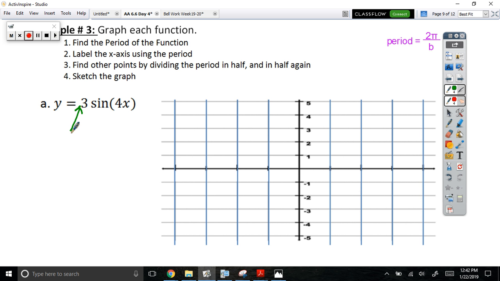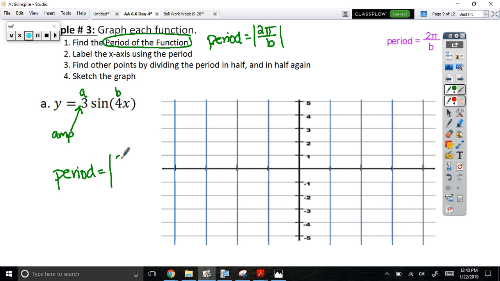transformations are taking place. So we know that the 3 is going to affect the amplitude, which is our maxes and our mins. And then we see that our b value is 4. Now, again, that affects the period, but that doesn't tell me that the period is 4. We need to calculate the period. Okay, so find the period of the function using the equation. Period equals 2 pi divided by b. Technically absolute values. So we'll plug that in. 2 pi divided by 4. Reduce that to get that the period is pi halves.